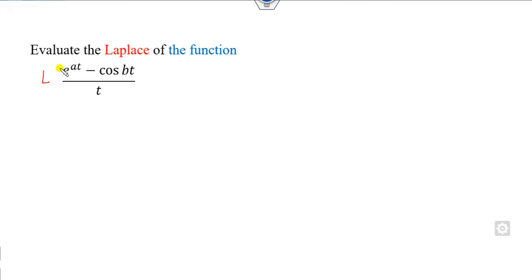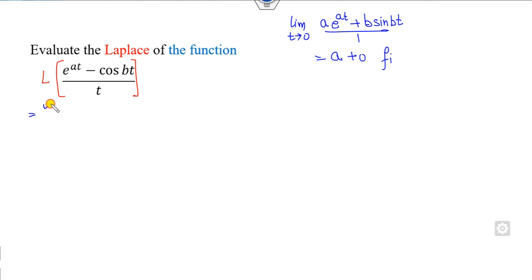Okay, look at this one. Again your target is to find this one. So firstly I can find the limit as t approaches 0. It's 1 minus 1, a 0 by 0 form. I can apply the L'Hopital rule, a minus plus b sine bt over 1, and it's 0, which is a finite number. So that means I can find the Laplace of (e to the power at minus cos bt)/t ds.